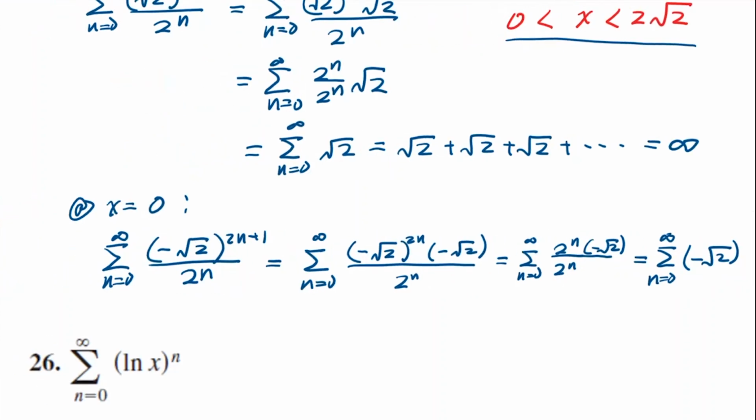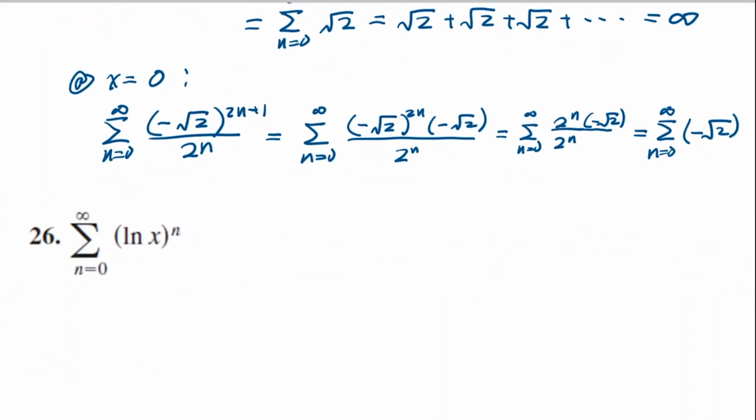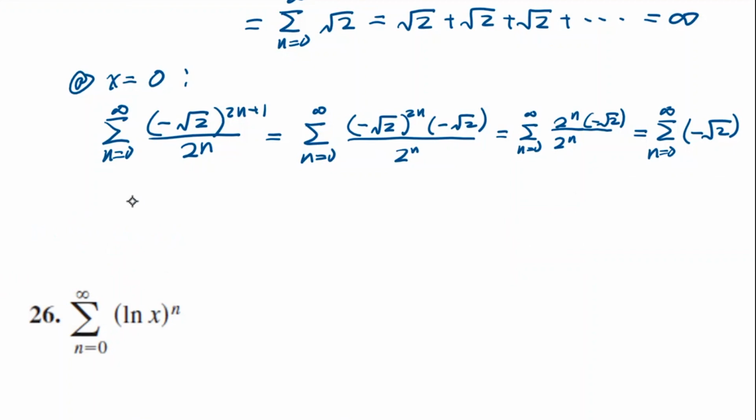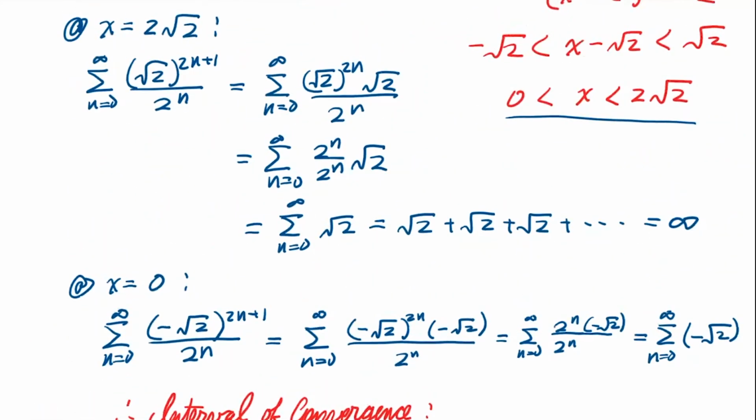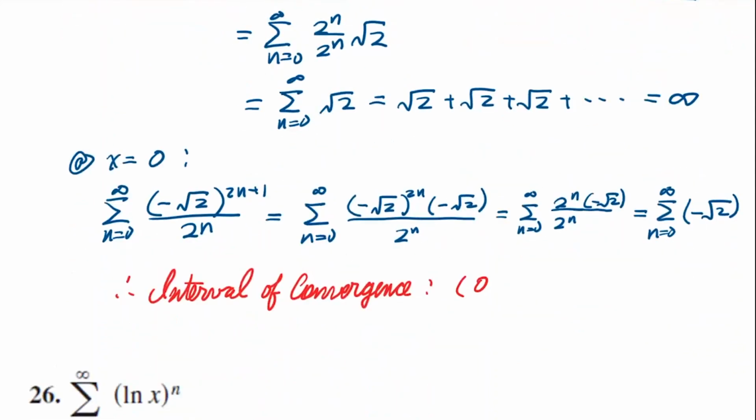So our interval of convergence for that reason now. Therefore, our interval of convergence happens to be the interior, from 0 to 2 root 2. And neither side of the boundary makes it. Any questions about this one before I start 26?